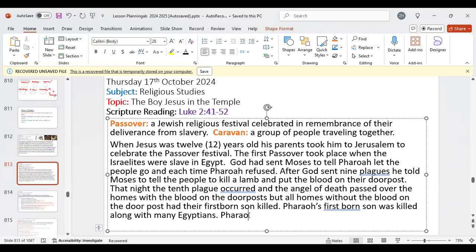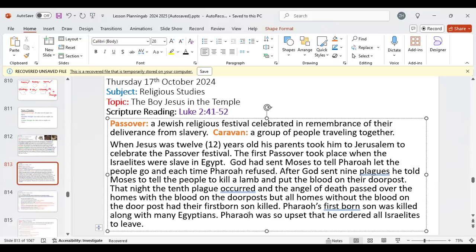Pharaoh was so upset that he ordered all Israelites to what? To leave. All right. And so that's the story of the Passover, right? That's the Passover story. That's what they're celebrating, or that's what they're trying to remember. The time when they was delivered from slavery.